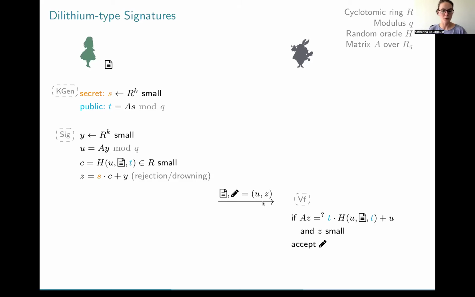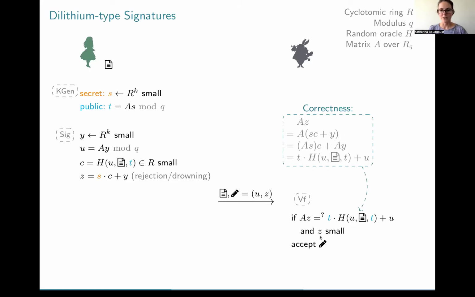And then in order to verify, the verifier will check that I have the following identity. The matrix A multiplied by the response Z should be the same as T times the random oracle evaluated at my commitment, message, and public key, plus my commitment. And the verifier also checks that Z is small.